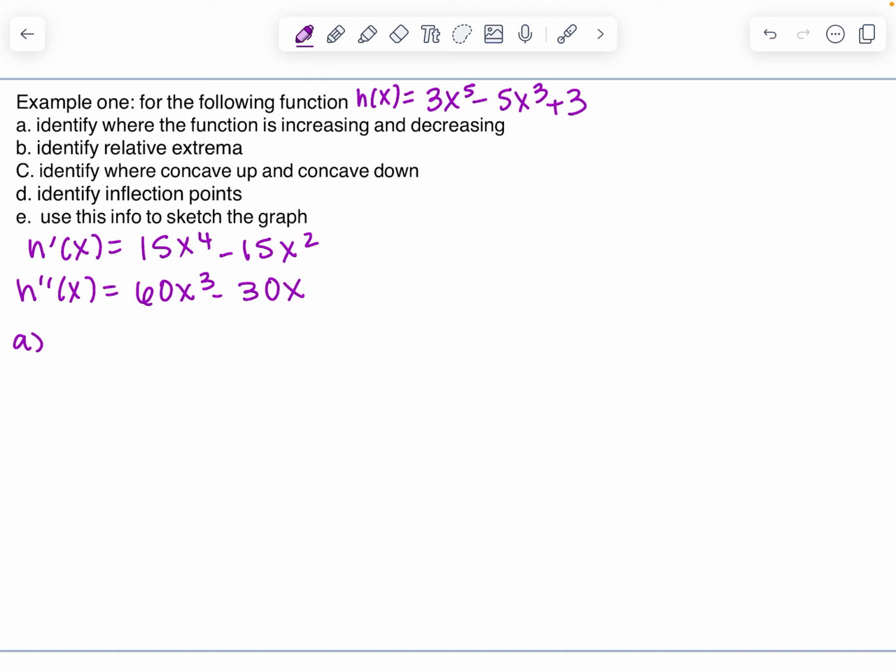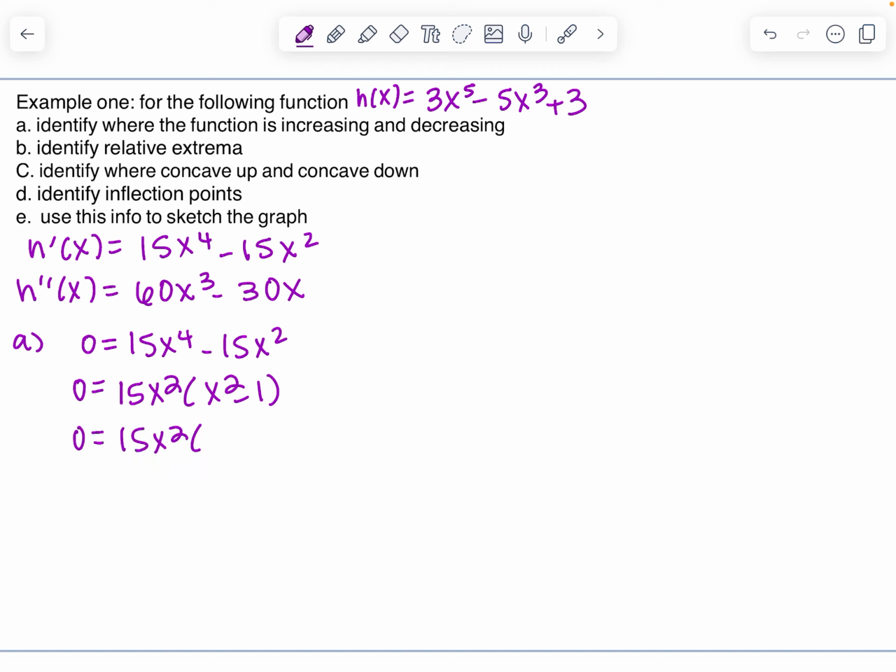And to figure out increasing or decreasing, you use the first derivative. So what you are going to do, like we have been doing, is set the derivative equal to 0, and then factor. I'm noticing here that both of my terms have a 15x squared. So I'm going to pull out 15x squared, and that leaves me with x squared minus 1 next, and then x squared minus 1 is a difference of perfect squares, so I'm going to make that x minus 1, x plus 1, and I'm going to set all these sections equal to 0.